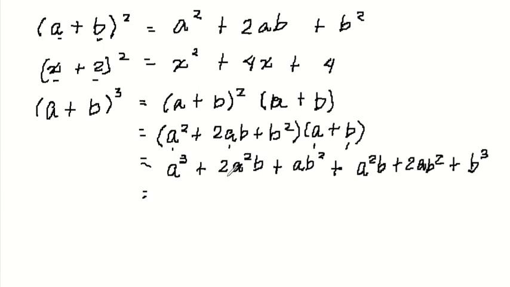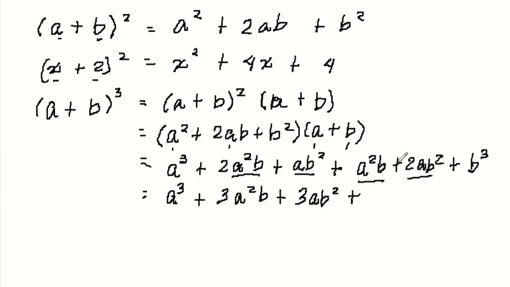So simplifying this, we combine those with similar terms like 2a squared b plus a squared b. Well, there's no other term like a cubed here, so we write a cubed plus 2a squared b plus a squared b is 3a squared b plus ab squared plus 2ab squared is 3ab squared. And then finally, we added this already, so we only have one left, and that's b cubed.